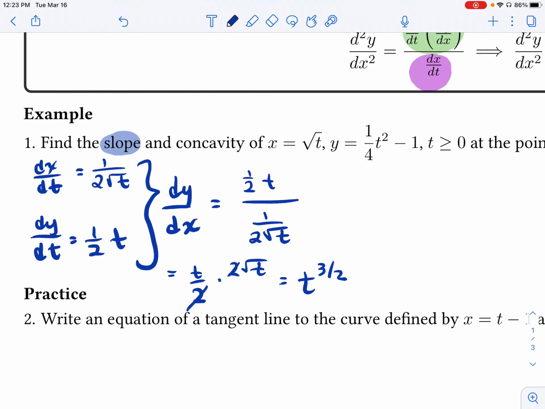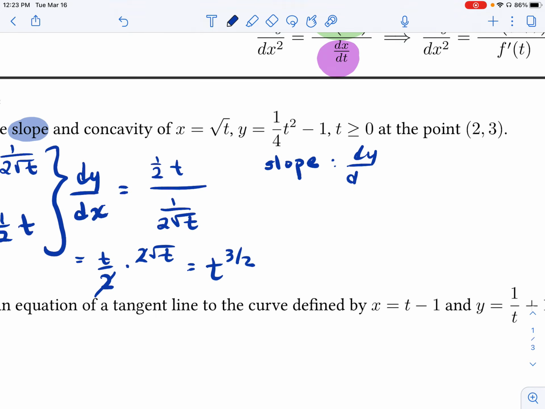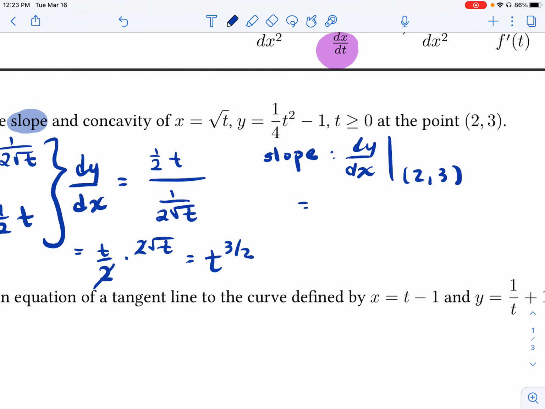Let's finish up finding the slope. Since we know dy dx, we can use it to find the slope. So the slope is going to be dy dx evaluated at the point 2, 3. So we're going to evaluate t to the 3/2 at the point 2, 3. The problem, however, is that we've got a function in terms of t, but we're evaluating it using x and y. The quick solution is we just need to find out what t is when x and y are equal to 2, 3, and we're going to use our parametric equations for that.